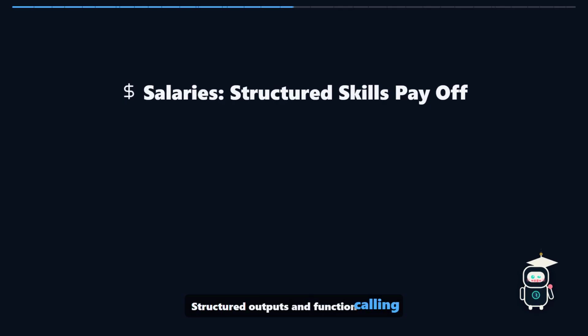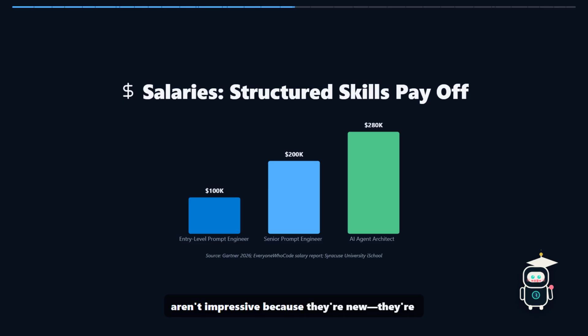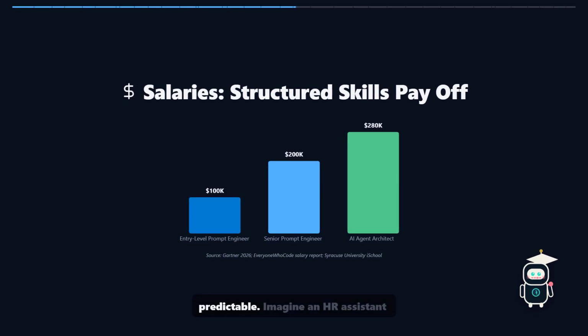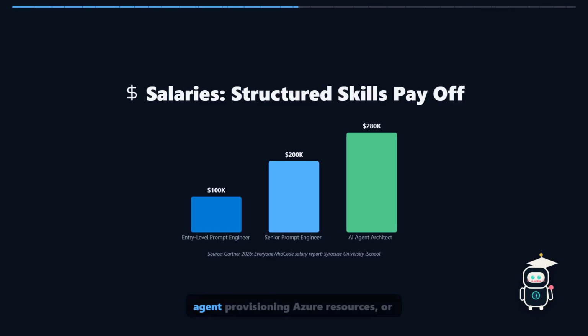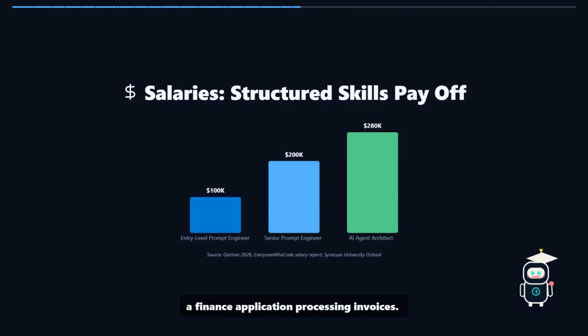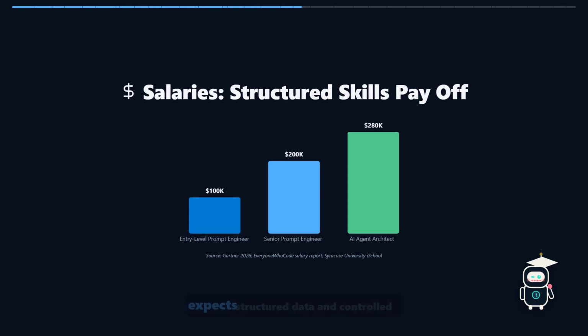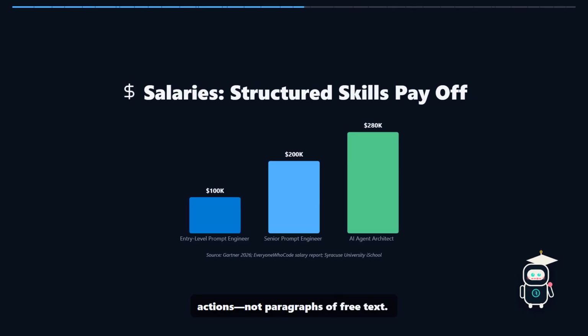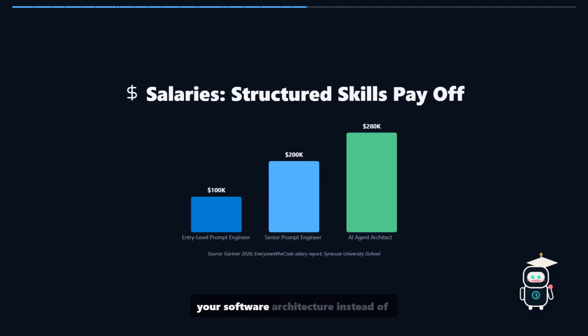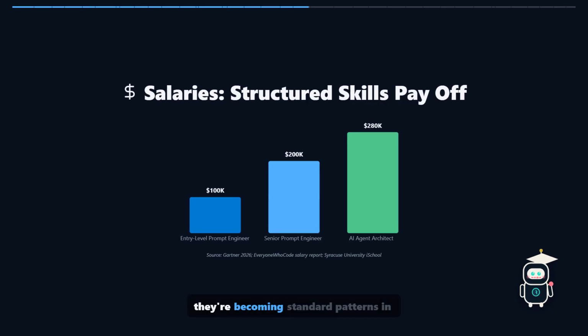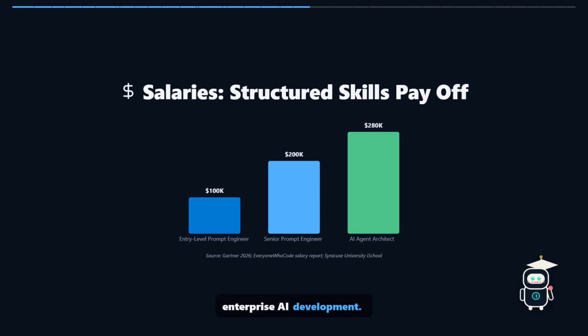Structured outputs and function calling aren't impressive because they're new. They're valuable because they make AI predictable. Imagine an HR assistant creating employee records, an IT agent provisioning Azure resources, or a finance application processing invoices. In every case, your software expects structured data and controlled actions, not paragraphs of free text. These techniques allow AI to become another dependable component in your software architecture instead of an unpredictable chatbot. That's why they're becoming standard patterns in enterprise AI development.